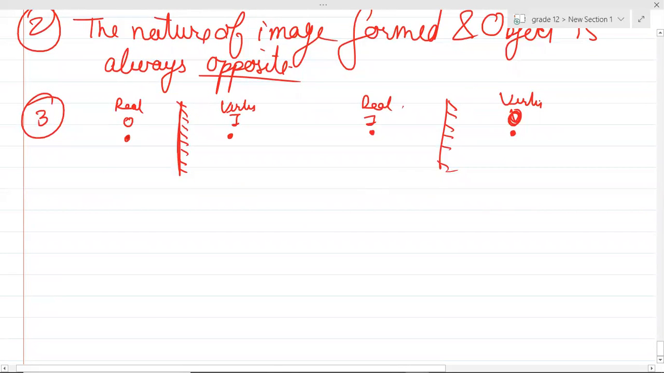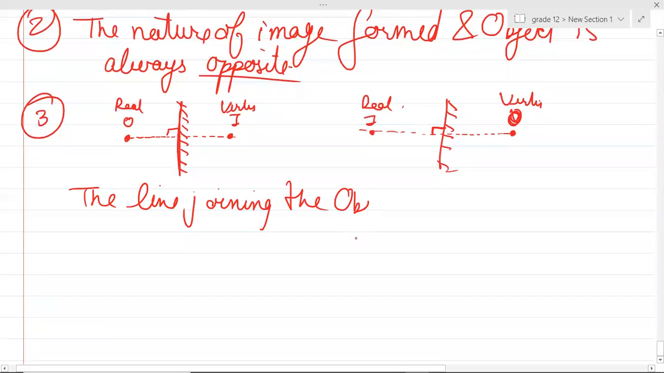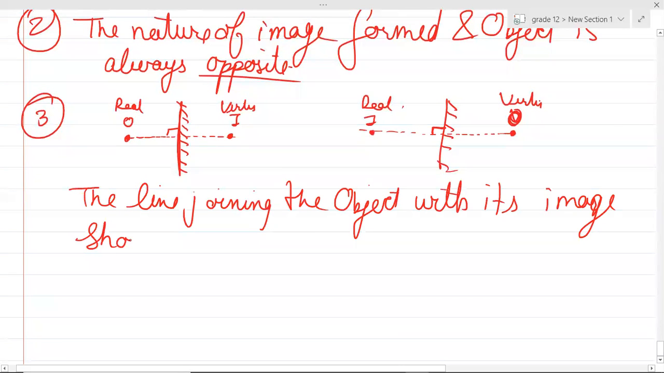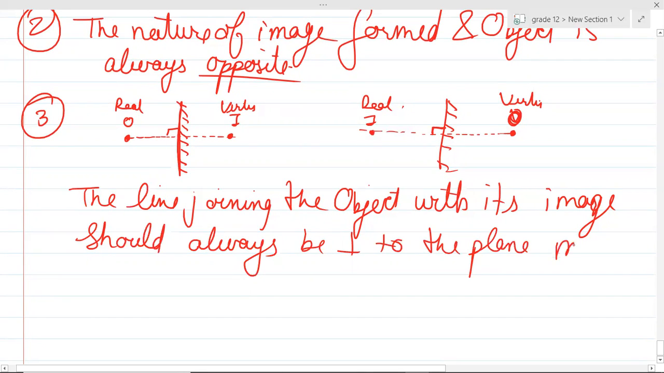Can you see this particular thing? The line joining the object with its image should always be perpendicular to the mirror. Right? The line joining the object with its image should always be perpendicular to the mirror. Okay. Third point clear?